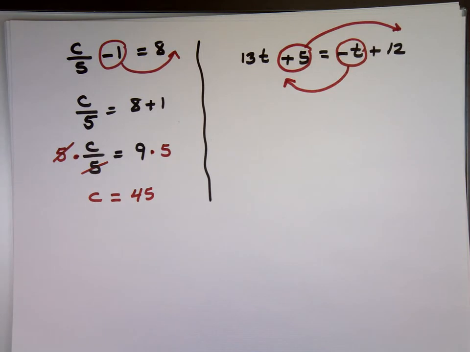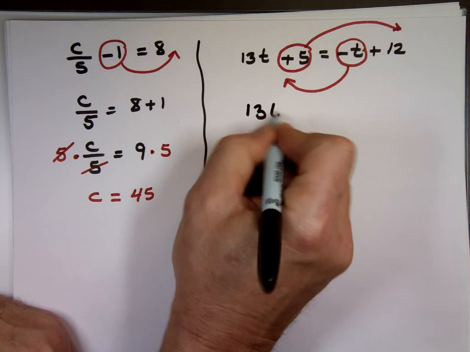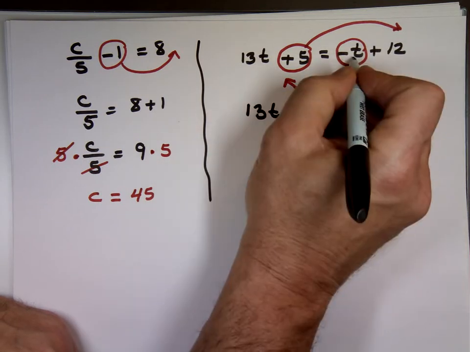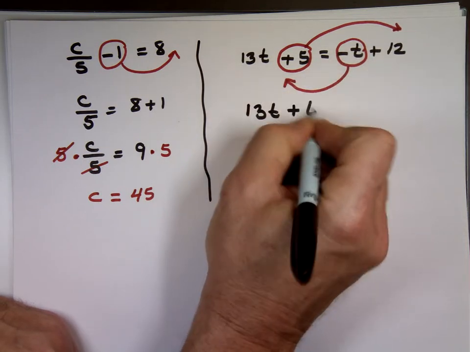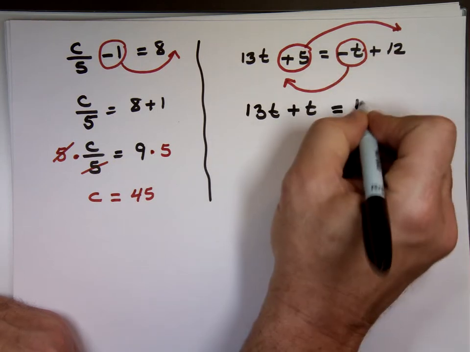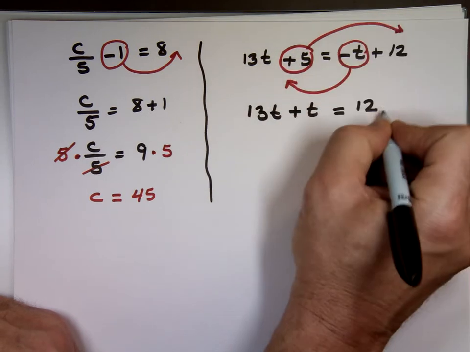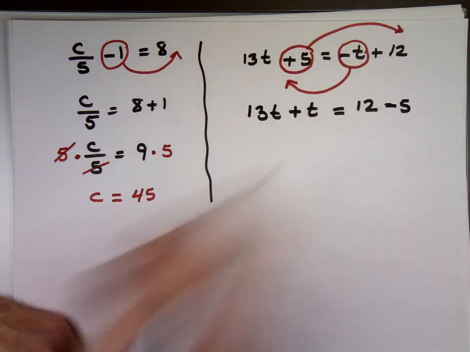Change side, change sign. Here's the 13t. I'm bringing to this side negative t. That becomes what? Plus t. The 12 I'm not moving, so it doesn't change. I'm taking the plus 5 there. When you take the plus 5 there, it becomes what? Negative 5.